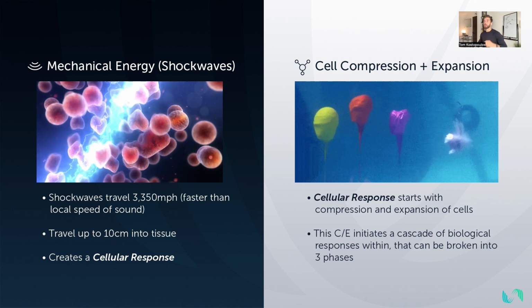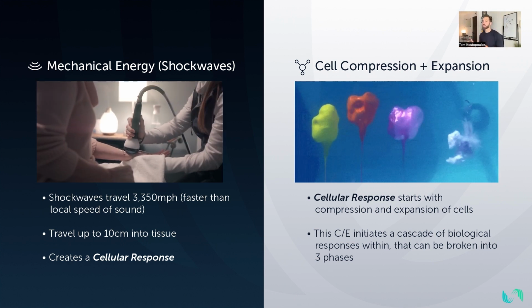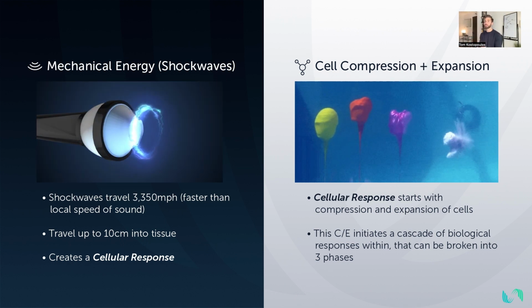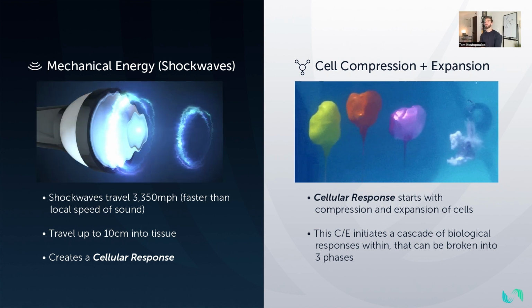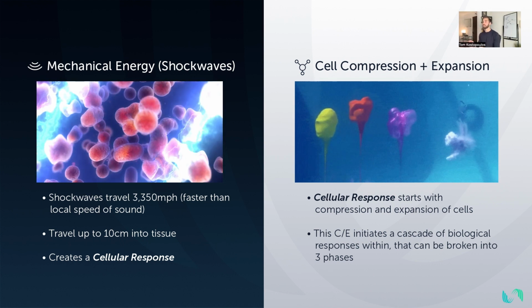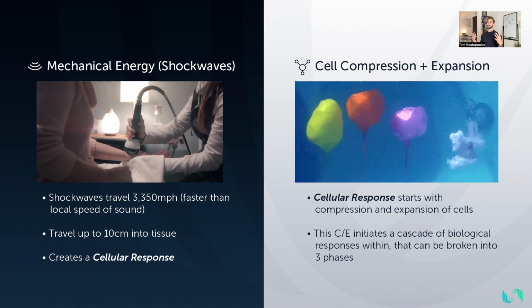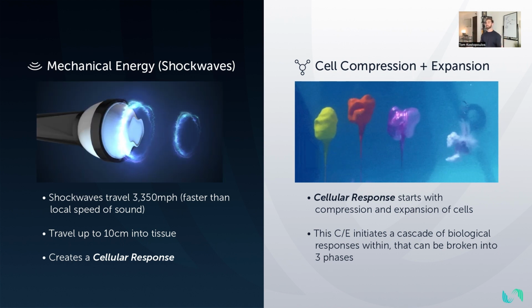Okay, so these shock waves are mechanical energy. When it goes into the tissue, it's traveling at over 3,300 miles per hour, faster than the local speed of sound. And when it travels into the tissue, let's talk about the effect it has on the cell. How does the cell react to this?